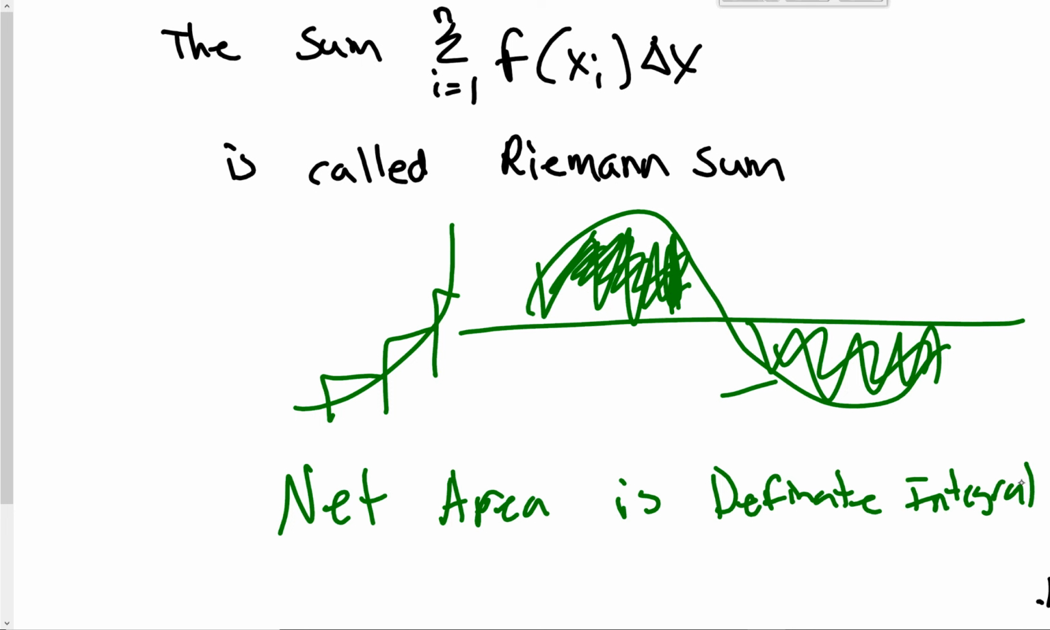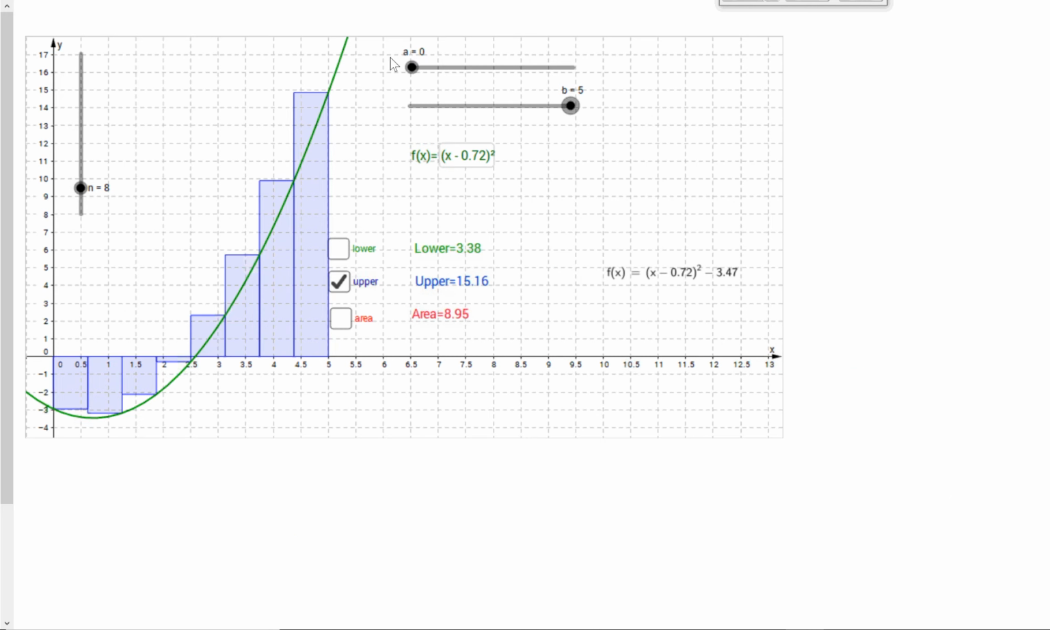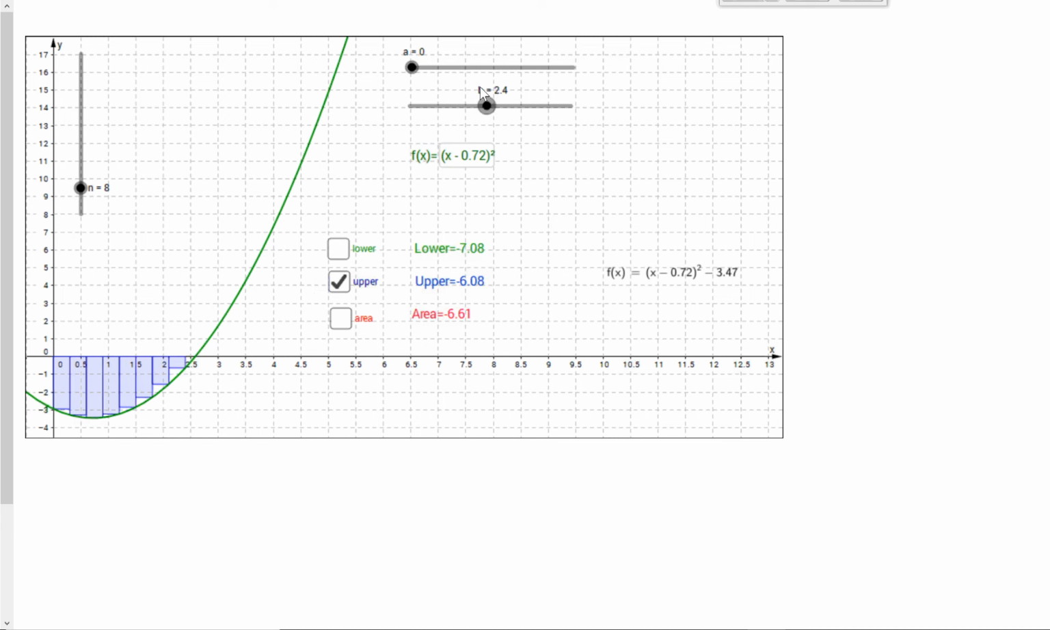Integral, definite integral. So for example, if we're doing from a to b here, where a is 0 and b is 5 of this definite integral, then we take about 2.5, where it crosses there. So if I move my b down to 2.5, right about there, that area is about negative 5.97.